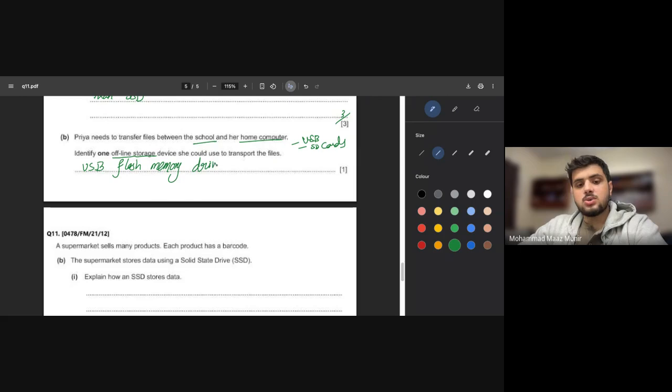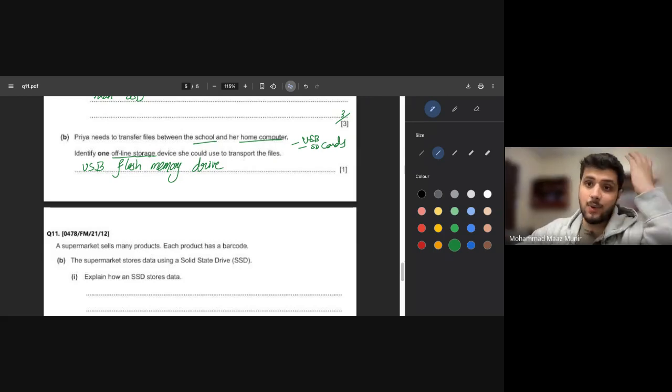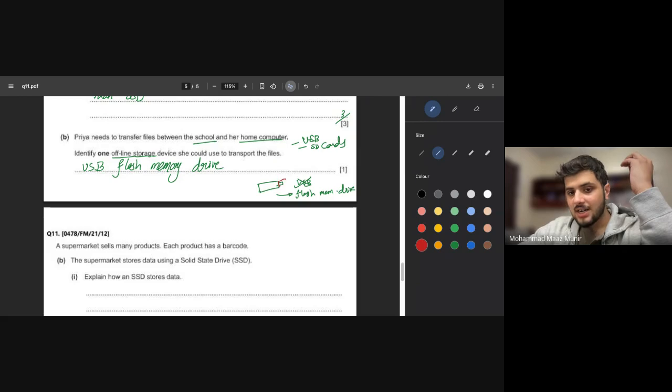And also, just to clarify, we are usually told USB. We say USB, but in reality, USB is not the device which transfers data. The device which is like this, we usually call a USB, right? But this is not USB. This is basically a flash memory drive.